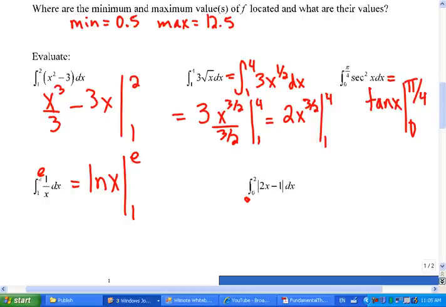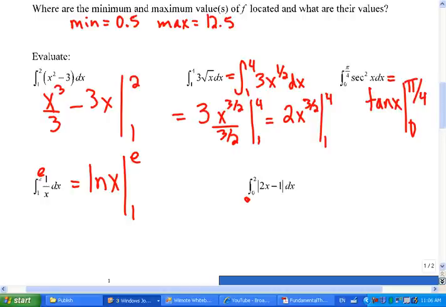Right, because natural log's derivative would go back to 1 over x. That one's tricky because people tend to think power rule, but remember that's going to be a natural log that has its antiderivative. So let's discuss the one here. What would you do with this?